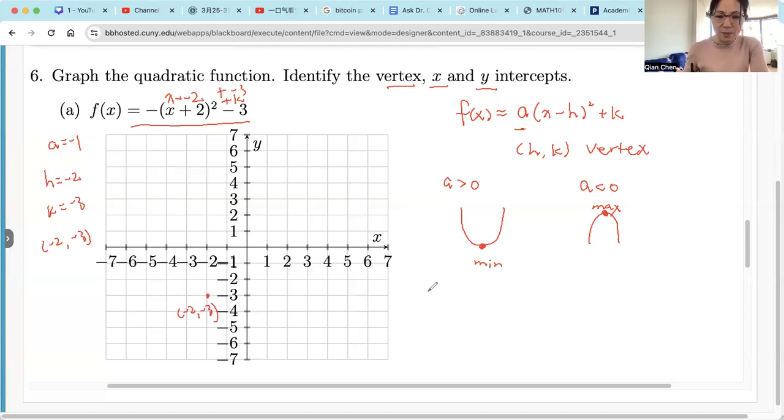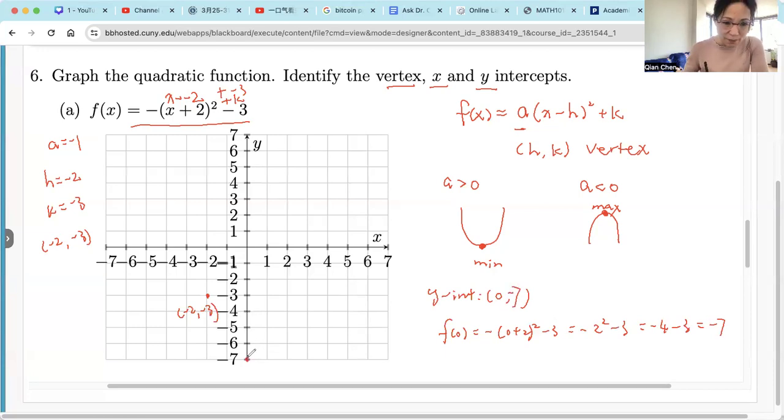Now let's figure out the y-intercept. Remember the definition of y-intercept is x value is 0, right? Y-intercept means the points on the y-axis. All the points on the y-axis have x value 0. So that means we just plug in 0 for the function, looking for f(0). So we see that's -(0 plus 2) squared minus 3. It's -2 squared minus 3. Well, 2 squared is 4, so -4 minus 3, which is -7. So the y-intercept is (0, -7).